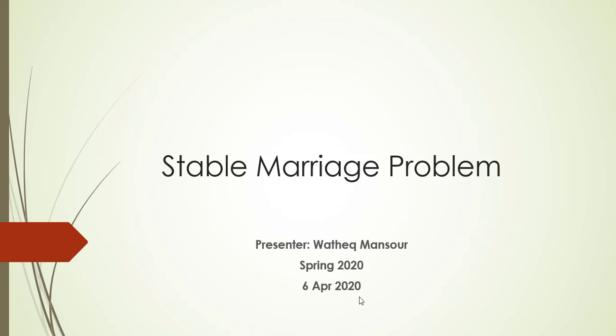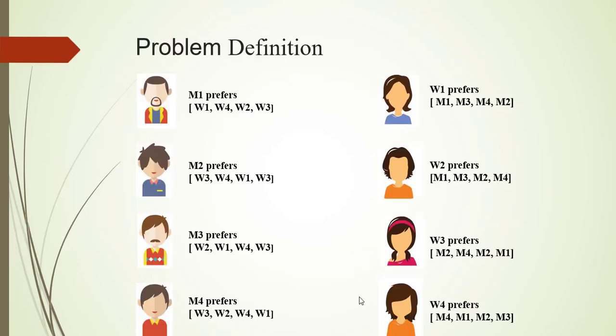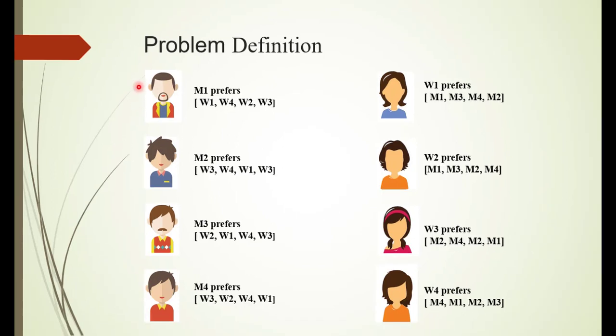Today I'm going to talk about the stable marriage problem. First, let's define the problem. We have a list of n men and a list of n women. Each man has a preference list over the woman list.